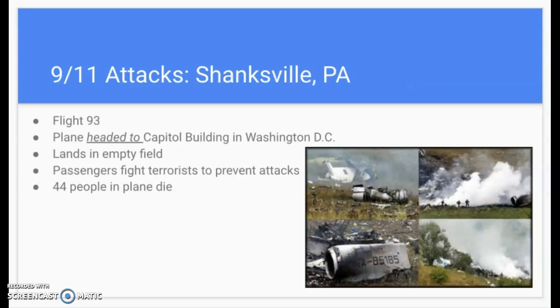Another, and the last attack on 9/11, was actually a plane that was headed to the Capitol building in Washington, D.C. This is famously known as Flight 93. That was actually an attack stopped by the passengers inside the plane. They prevented these terrorists from actually making it all the way to the Capitol. Unfortunately, the airplane crash landed in an empty field, killing all 44 people in the plane.